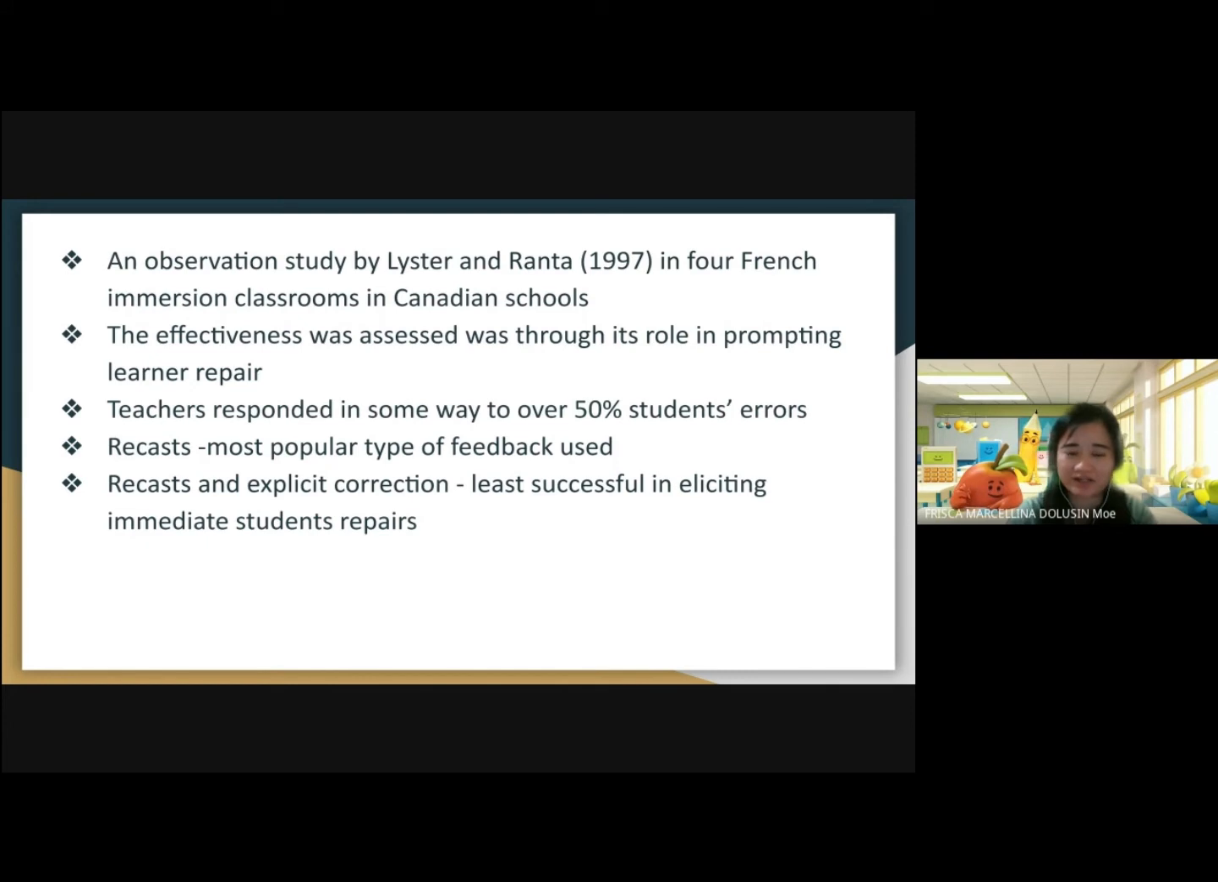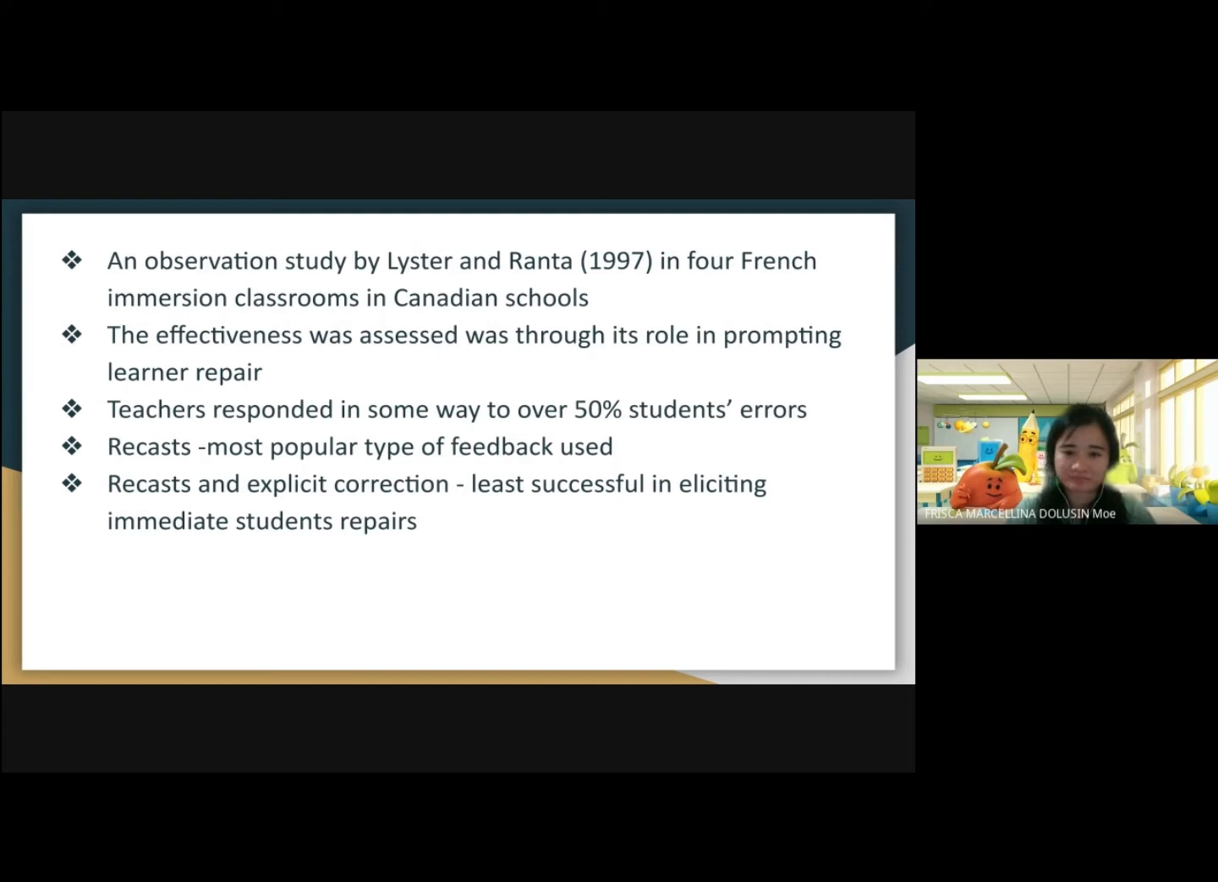Okay, this is from an observation study by Lyster and Ranta in 1997 in four French immersion classrooms in Canadian schools. Okay, so the effectiveness of this feedback was assessed through its role in prompting learner repair, whether or not the learner realized that they have made a mistake and then attempted to repair it. So that is how the effectiveness of feedback is assessed.